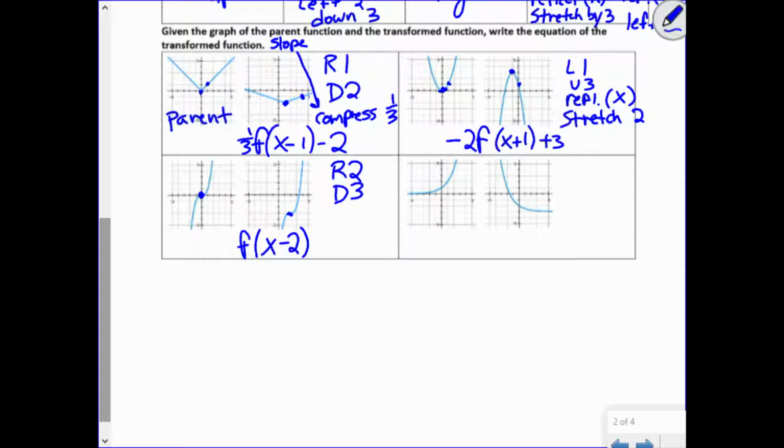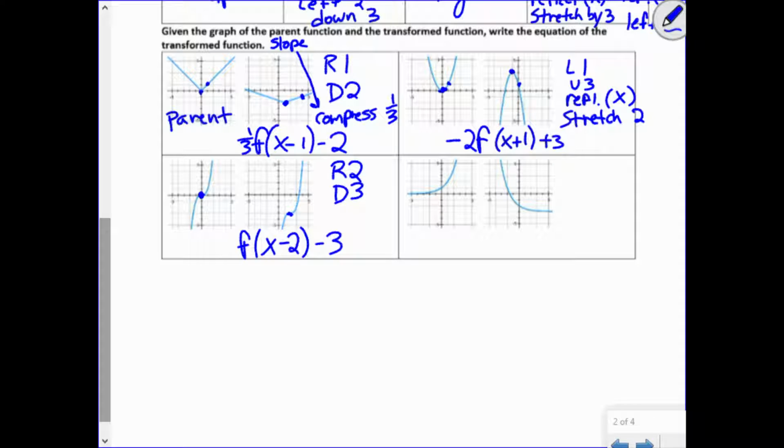Opposite of what you would expect inside the parentheses. Back down. Again, inside the parentheses for left versus right, you have to write the opposite of what you would normally expect. Okay, keep track of that.